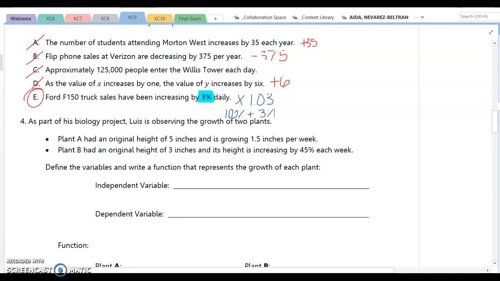So next one. As part of his biology project, Luis is observing the growth of 2 plants. Plant A had an original height of 5 inches and is growing 1.5 inches per week. Plant B had an original height of 3 inches and its height is increasing by 45% each week. Define the variables and write a function that represents the growth of each plant.